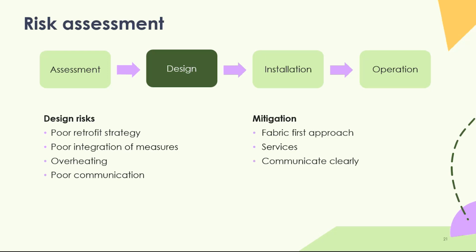And poor communication as well. So just residents who are not engaged, and they're not really understanding or aware of what the intent of your design is as well. So quite a number of ways that we can mitigate these, with the fabric first approach. So thinking carefully about how measures interact and in what order you should do them to get the best benefit to the occupant of that property.